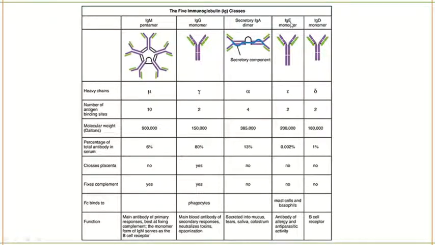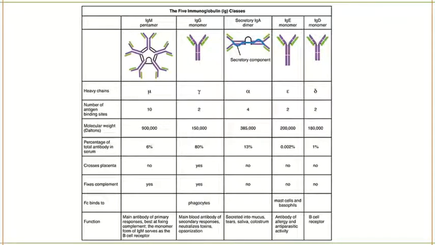Next you have IgE. IgE is epsilon. It has two antigen binding sites, 200 kilodalton weight. It is very less in our body. IgE amount will be very less in our body. It's 0.002%. But if IgE amount is more in your body, which means you have infection in your body.